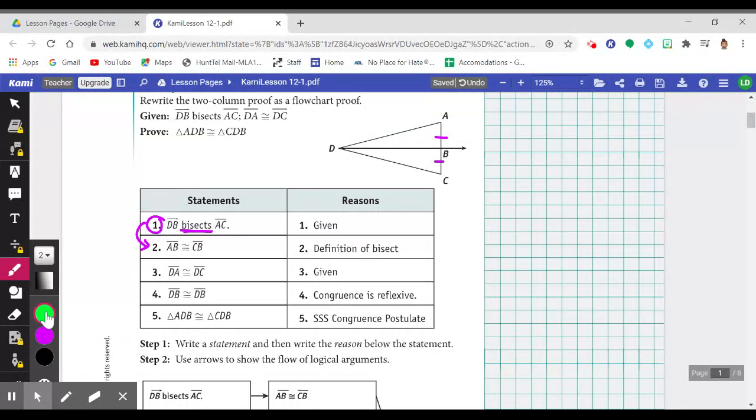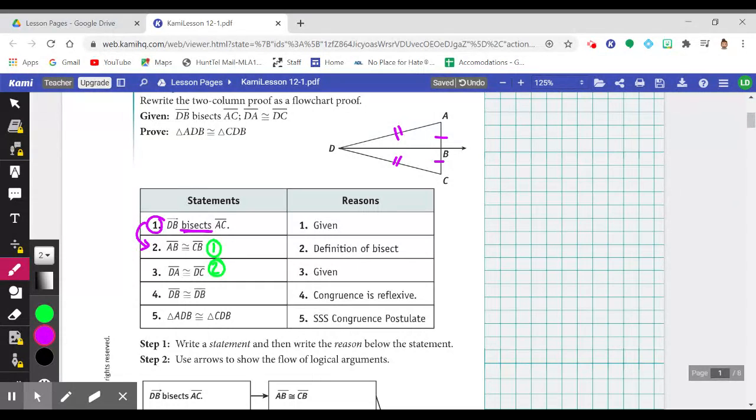So there's one pair of parts that are congruent. I'm going to put a little 1 next to this one. Then let's look at item 3. DA is congruent to DC. That was actually given to us. That was given information. So there's our second pair of congruent parts, and we need 3. So let's look at item 4 here.